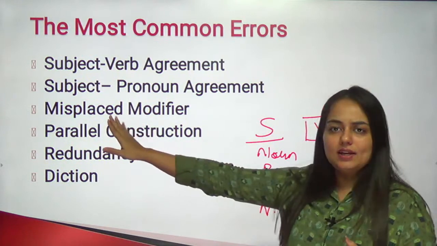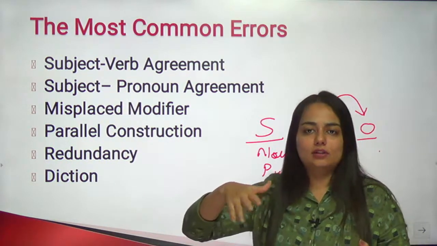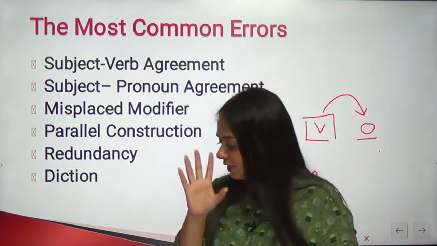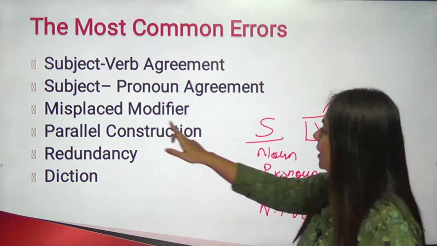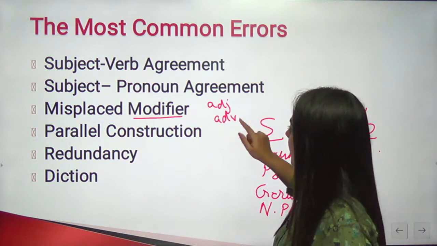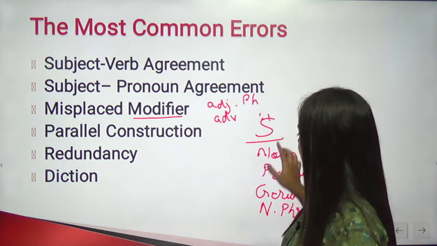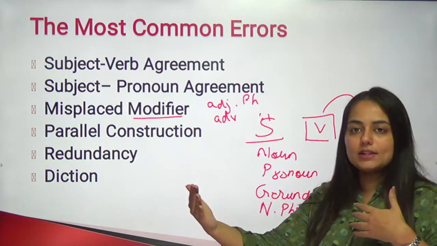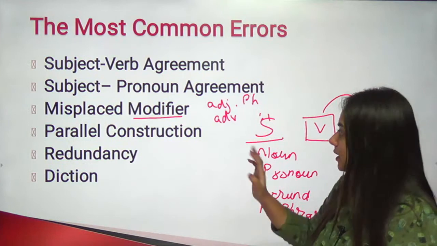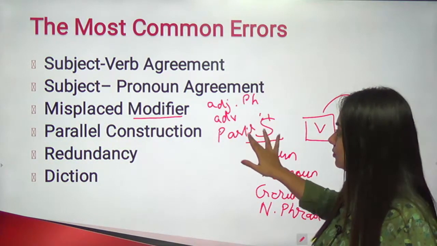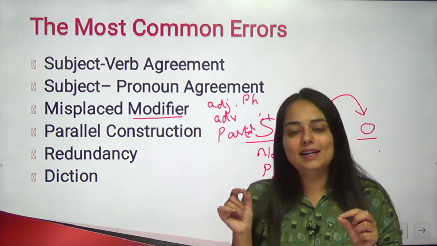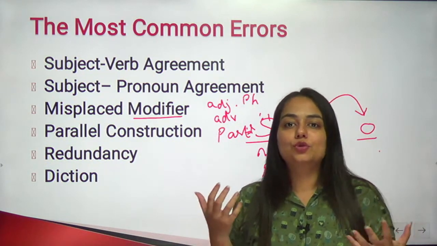Okay, so misplaced. Misplaced means the placing of that modifier is not correct. First of all, let's discuss what modifiers are. A modifier can be an adjective, an adverb, or an adjective phrase also. Just as a subject can be a whole phrase, a phrase can modify something else also. And the last thing is participles. Participles are verb-ing or verb-ed words that perform the role of a modifier.